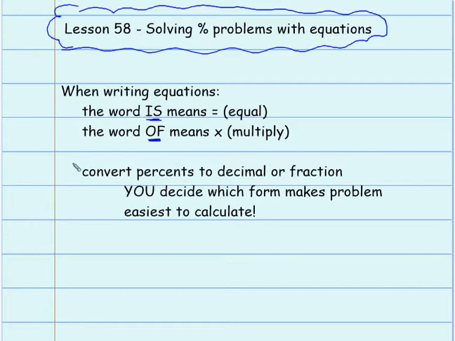Well, you have to convert percents to decimal or fraction, but you decide which form makes the problem easiest to calculate. However, if they tell you something is 33 1/3%, you're going to write that as the fraction, because if you use the decimal, it's not going to be exact, because you would have to round it.